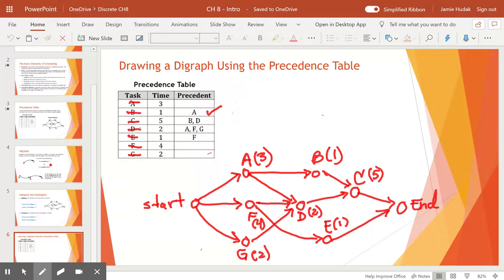All right, so you should be able to finish the chapter section 8.1 and 8.2 vocabulary and questions related to these topics.